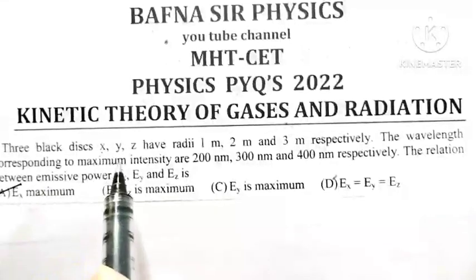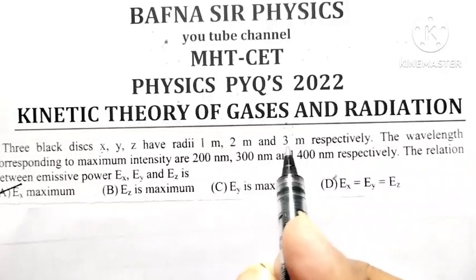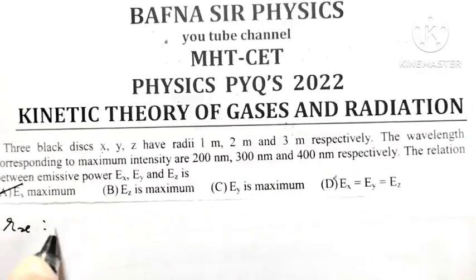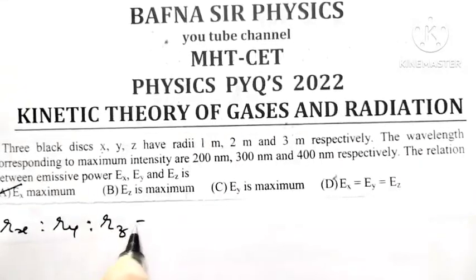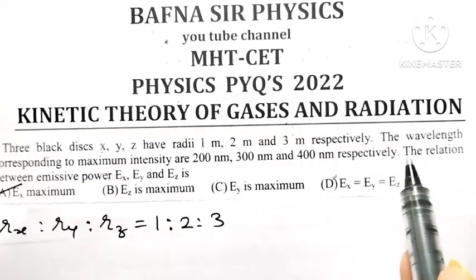Three black discs X, Y and Z have radii 1 meter, 2 meter and 3 meter. So the radius of disc X as to radius of disc Y as to radius of disc Z is equal to 1 as to 2 as to 3, 1 meter as to 2 meter as to 3 meter respectively.